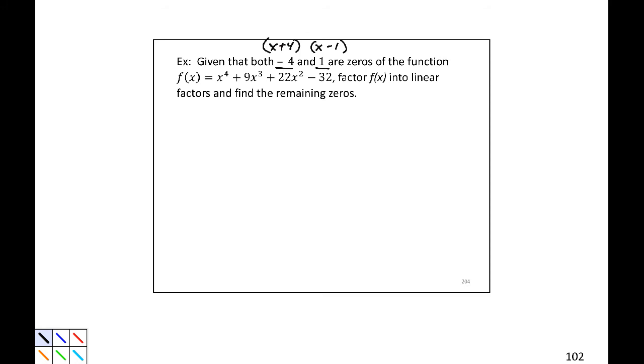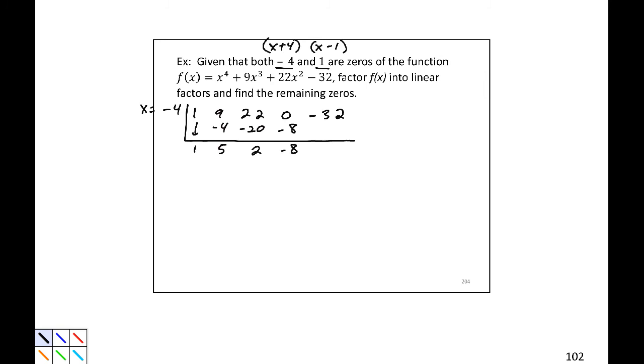Let's go ahead and synthetically divide. We'll have 1x to the fourth plus 9x cubed plus 22x squared plus 0x minus 32 as our constant term. I'm going to take minus 4 first. Bring down a 1. Multiply by negative 4. That's negative 4. 9 plus negative 4 is 5. Negative 4 times 5 is negative 20. Adding those, 22 minus 20 is 2. Negative 4 times 2 is minus 8. 0 plus minus 8 is minus 8. Negative 4 times negative 8 is positive 32. Negative 32 plus 32 is 0.